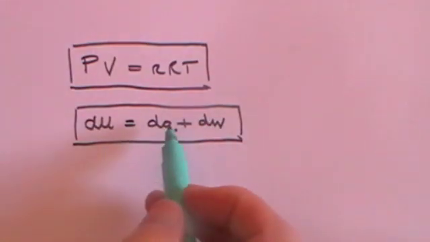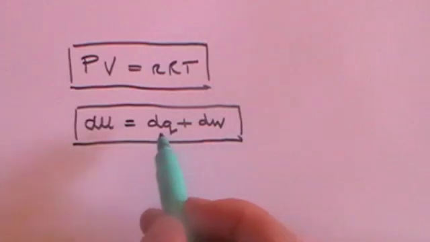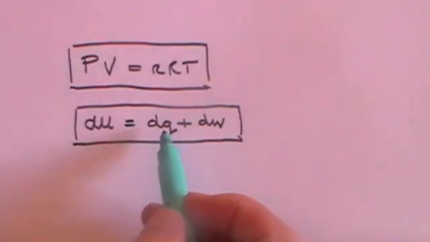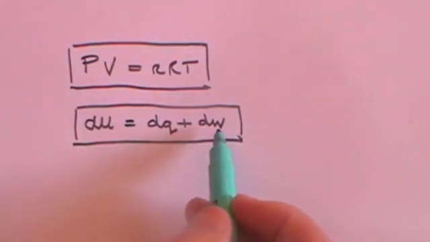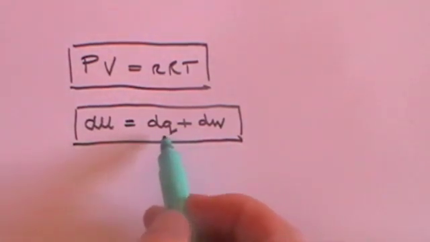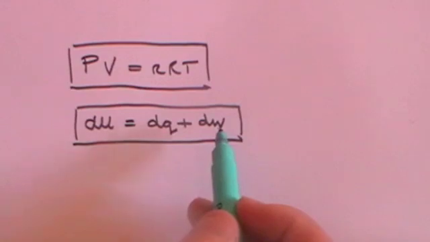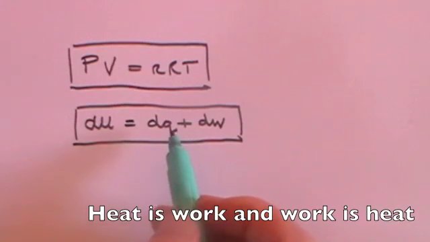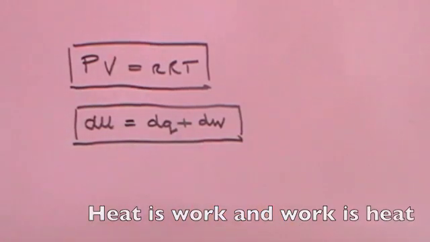these become negative terms. And what this shows is that this is a measure of energy, this is a measure of heat, and this is a measure of work. And so heat is the same as work, work is the same as heat. And that's one way of expressing the first law of thermodynamics. Heat is work and work is heat.